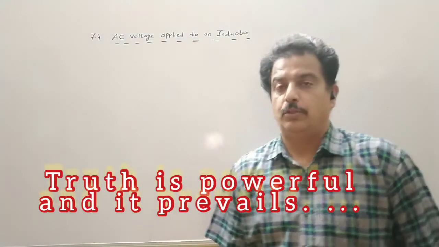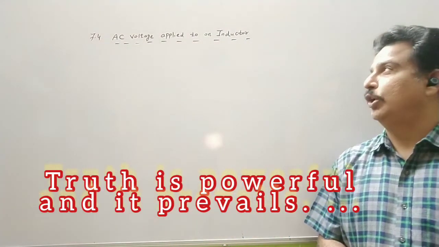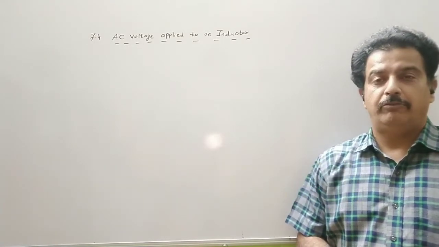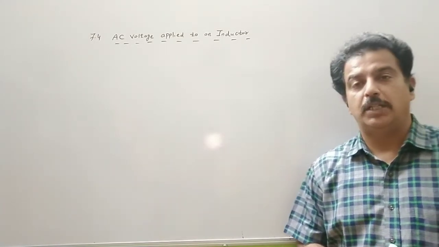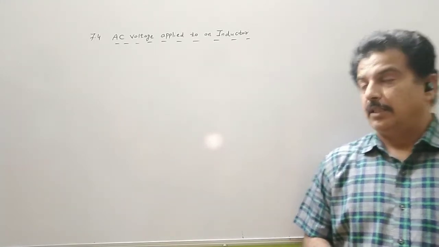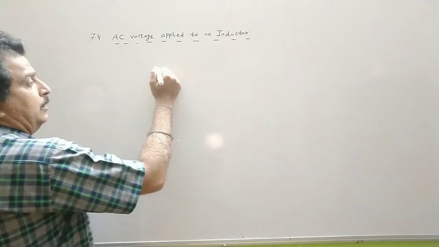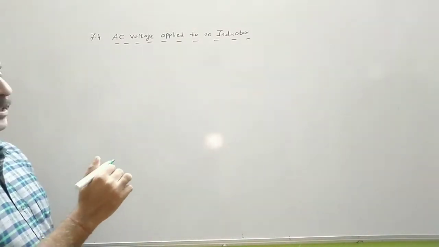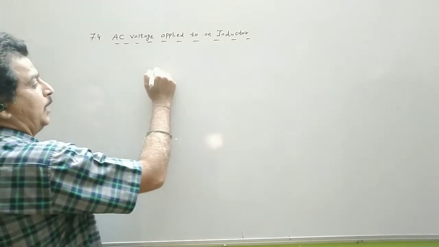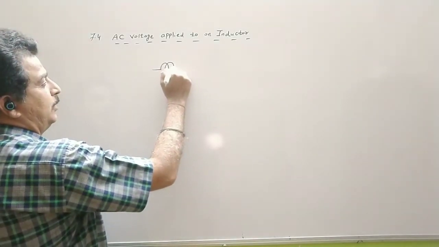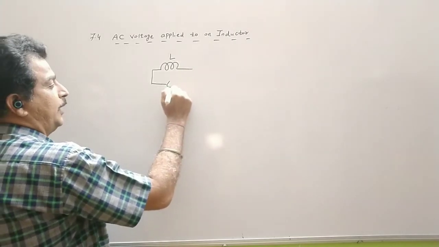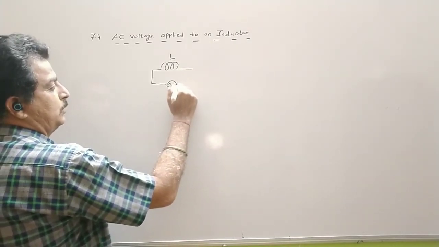Hello students, today we will do AC voltage applied to an inductor. In the previous topic we did AC circuit applied to a resistor. Now again we assume the same thing, that our AC source is a function of sine instead of resistor. Now we have an inductor having inductance L connected to an AC source.